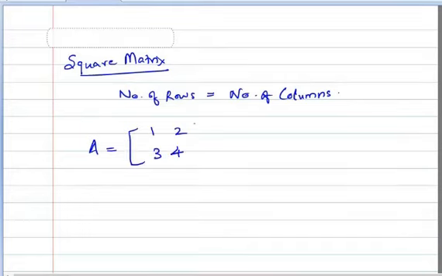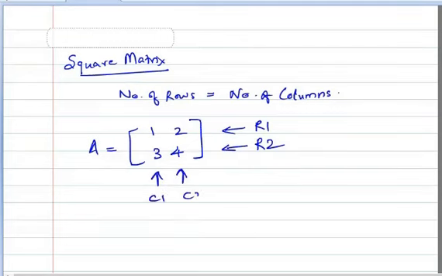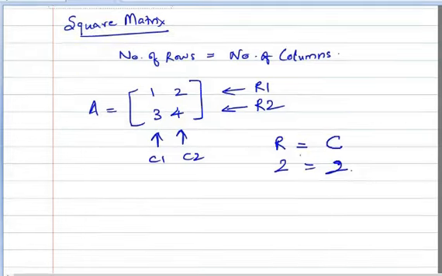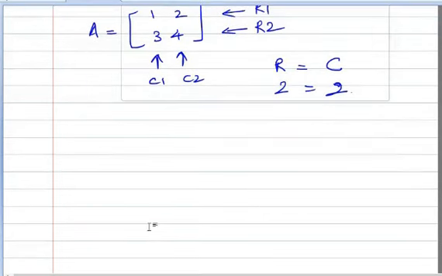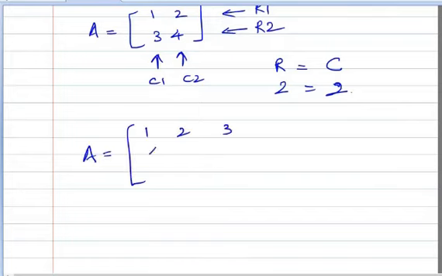1, 2, 3, 4. So in this, how many rows am I having? I am having 2 rows and 2 columns. So the number of rows is equal to the number of columns. So it is a square matrix. One, 2, 3, 4, 2, 1, 1, 1, 2. So here the number of rows is 3 and the number of columns is 3. This is also a square matrix.